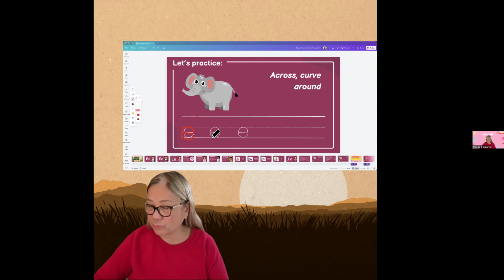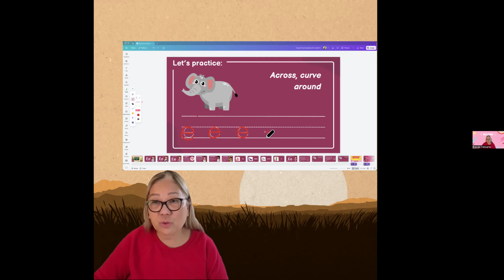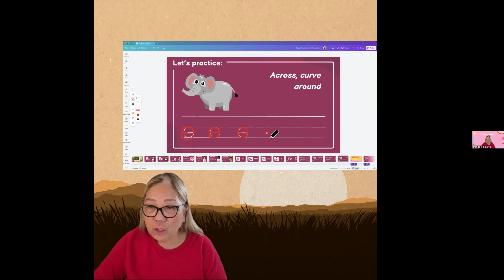I'm sorry, I cannot control very much. Anyway, go right and then curve around. Remember, you're not going to go up here. Some people are doing that, all right? You have to use the line between the second and the first line. Go right and curve around.